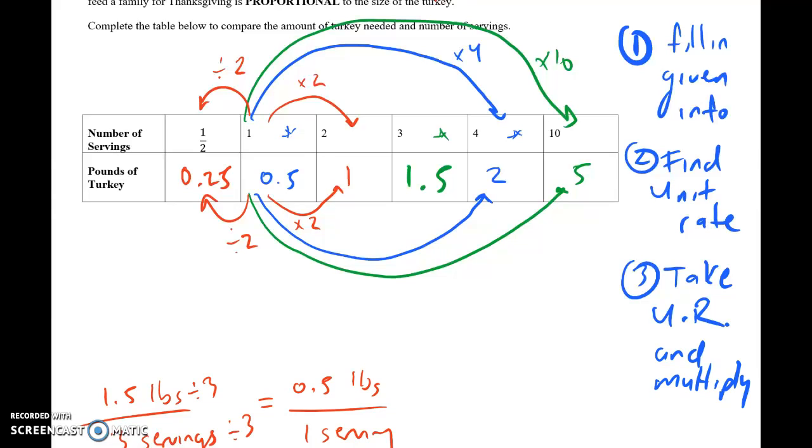If you're wondering if there's another way to do it, yes, you could have also taken 2, multiplied it by 2 to get 4, and then you would have to do 1 times 2 to get 2. 2 times 5 gives us 10.